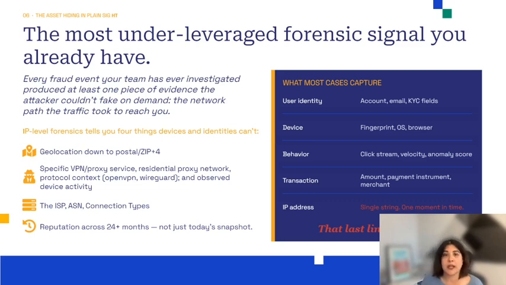So if you look at the blue box, the blue table on the right, every row has very rich data, right? That's data that you need. It should not go away. But that last one, it's a single string. It's one moment in time. And that last line is the gap. That's the IP address.